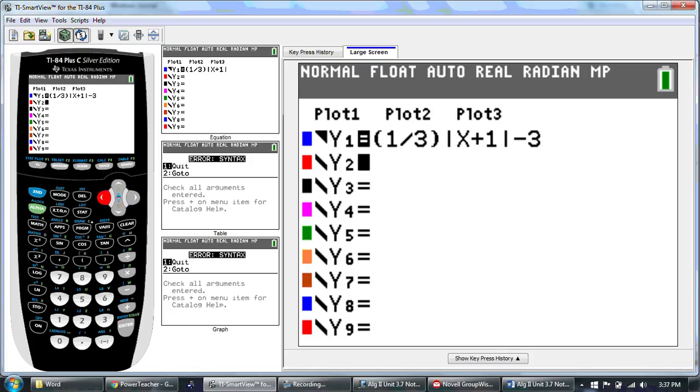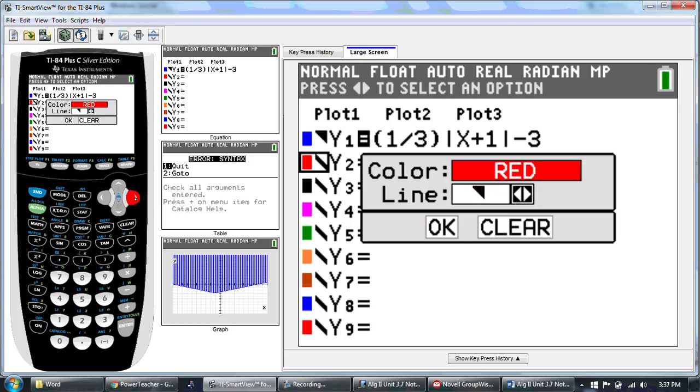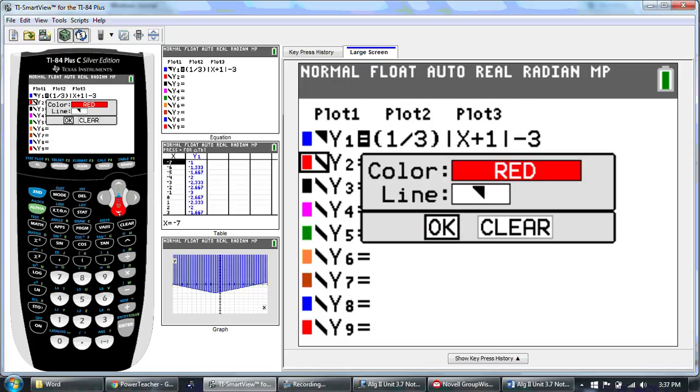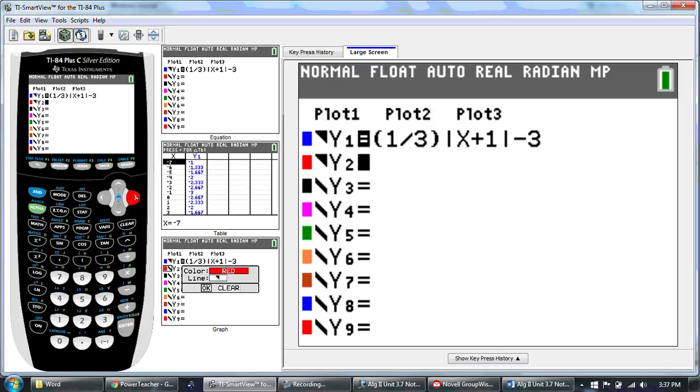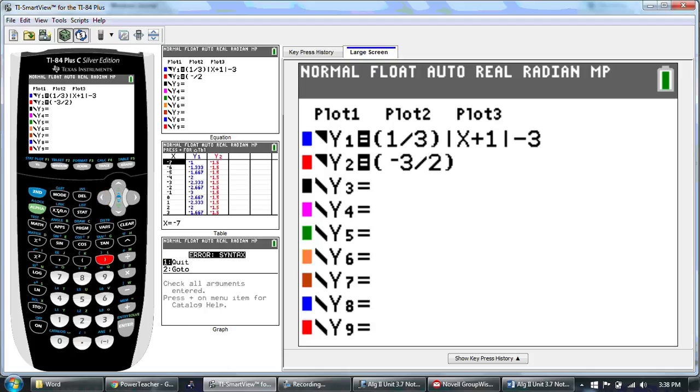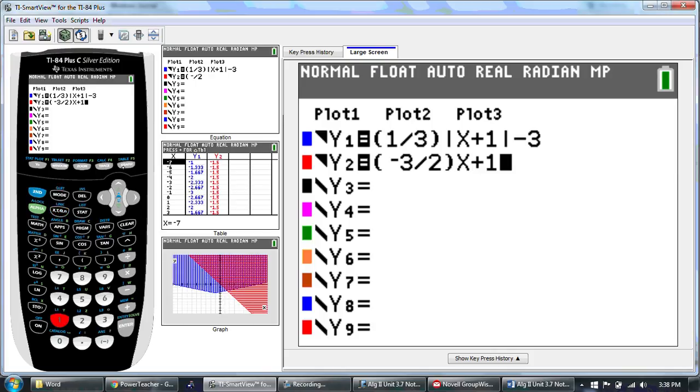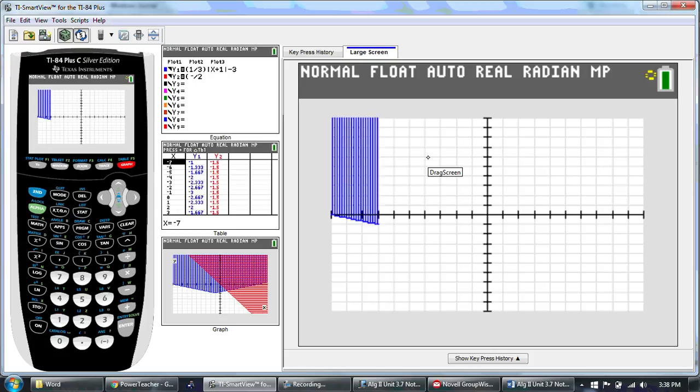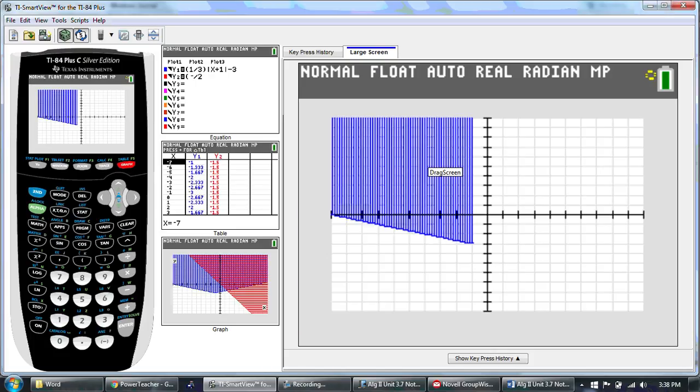My next one, once again, I'm above, and this time my slope is -3 over 2. Oh, sorry, I didn't write the 3. So y is greater than -3 over 2 x plus 1. And then as I graph it, you can see there's my inequality.